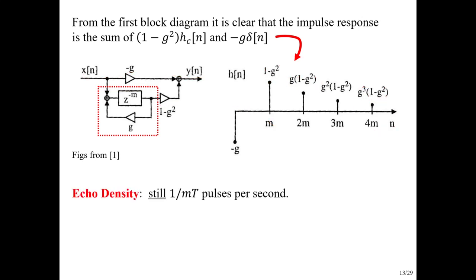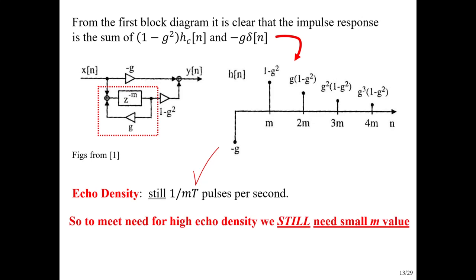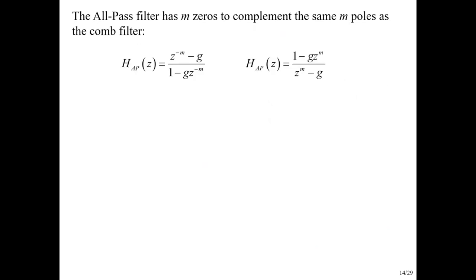So that makes sense. What's our echo density? Same as before. We've not changed anything. So it's still 1 over mt pulses per second. So we still need a small m value, and that means that our modes are going to be widely spaced. So that conflicts with the requirement for dense modes. So we haven't fixed a thing here, except we have a nice flat frequency response. That's all we've got.